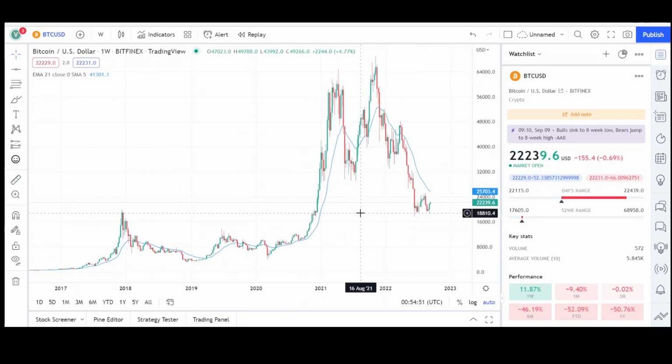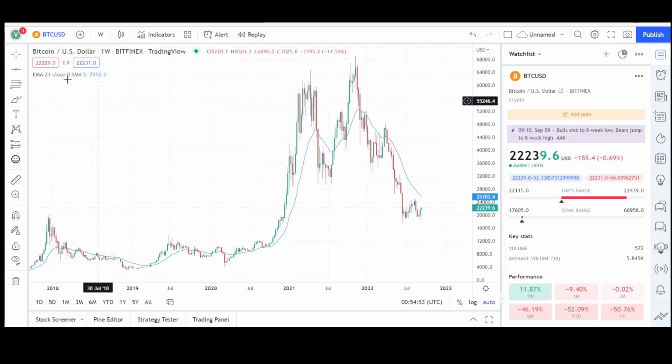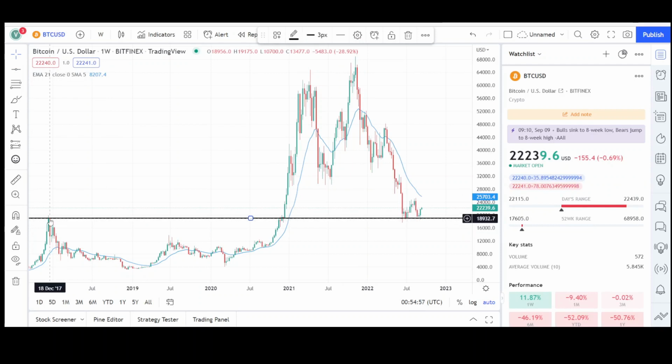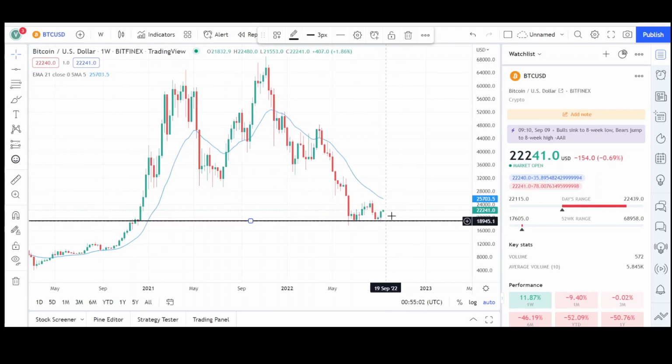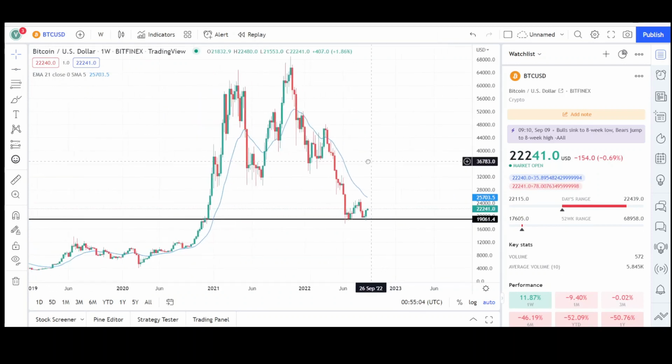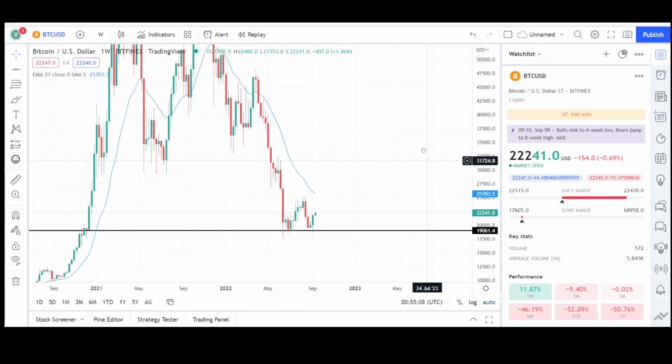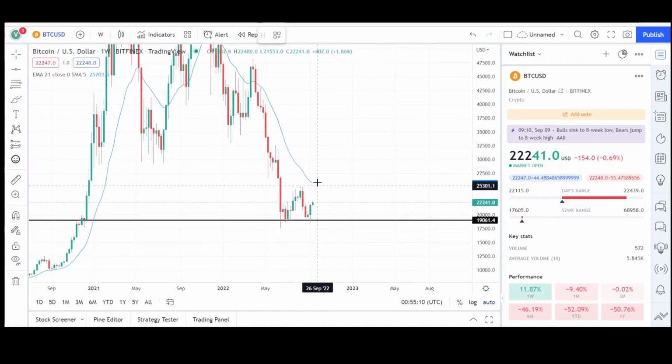So we're starting to find some type of support at the previous highs of 2017. That was an all-time high at this $20,000 level, and we're bouncing from it. So this could turn into support, and we could see a rally up, which I'm expecting. And we're also far away from the EMA, so we could see a pullback there. So a couple of reasons why we should continue higher on the weekly chart.